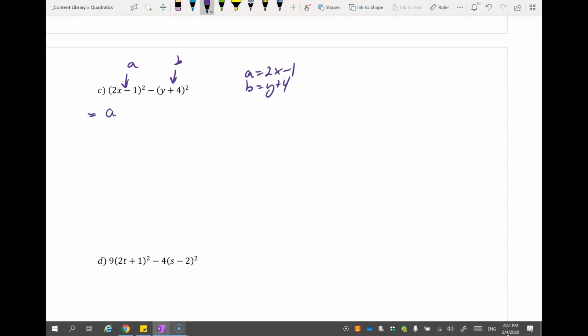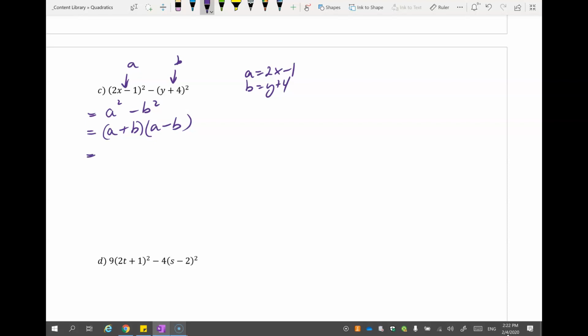So if that's the case, then we're just left with a squared minus b squared, which looks fairly simple now. And then we can do the difference of squares for that. So this is going to be (a plus b)(a minus b). Remember, we need a plus and minus in each bracket, and then we'll just take the square root of a and the square root of b.